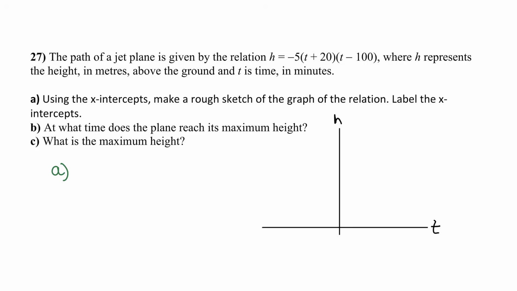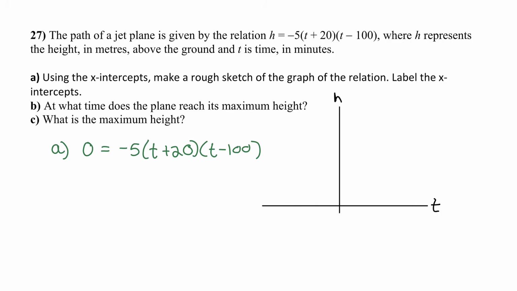In order to make a rough sketch of this, I see the a value is negative, so the parabola will be opening down. To get the x-intercepts, wherever it crosses the x-axis, notice the height is going to be 0. So to find the x-intercepts, I'm going to set the height to 0 and solve this equation. Because this equation is already in factored form, it's a product of 3 factors, I know that product would be 0 if any of the 3 factors were 0. This factor would be 0 if t was negative 20, and this factor would be 0 if t was 100. So my x-intercepts are at a time of negative 20 and at a time of 100. So a rough sketch of this would look like this.